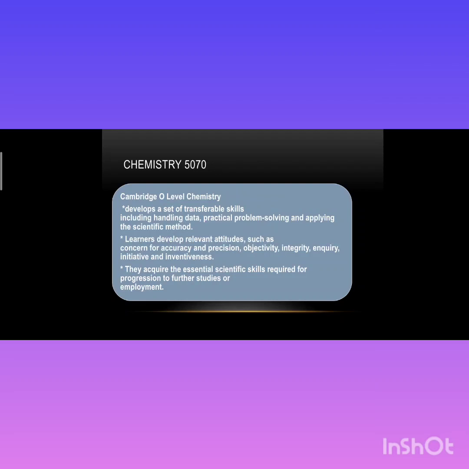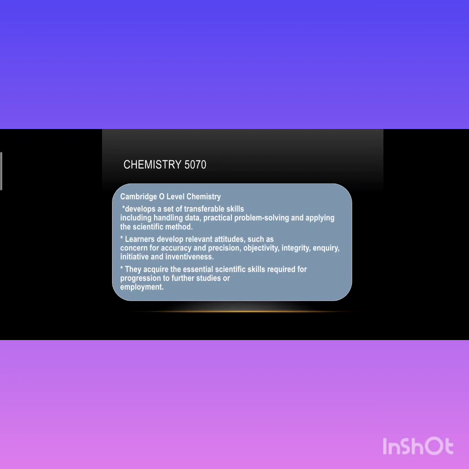So first of all, students, you must know why you should choose O levels chemistry, and the course code is 5070. My dear students, chemistry is all about the concepts and transferable skills the student may have to handle the data. The student must have the capability to solve practical problems and apply those to the scientific method. Over here in Cambridge, learners develop relevant attitudes such as concern for accuracy and precision while they will be doing the practical examples.